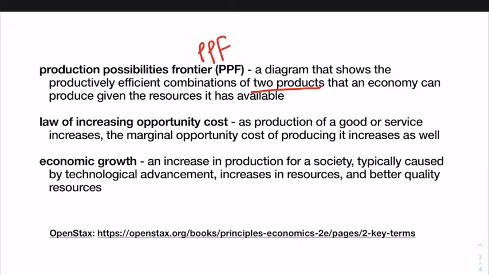Now, earlier we learned about opportunity cost, and we'll see that the PPF actually shows an increasing opportunity cost. Remember, opportunity cost is what you have to forego from the next best option. And what we'll see is when we go between these two products, as we gain more of one, we have to give up more and more of the other, which is where we see the law of increasing opportunity cost. And then lastly, we'll look at economic growth, which is going to figure out a way how we can get more of both products.